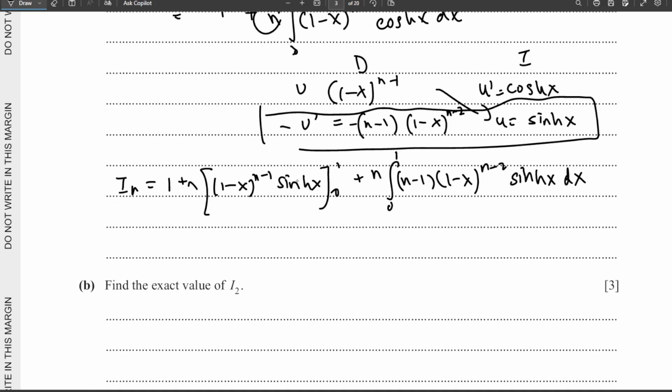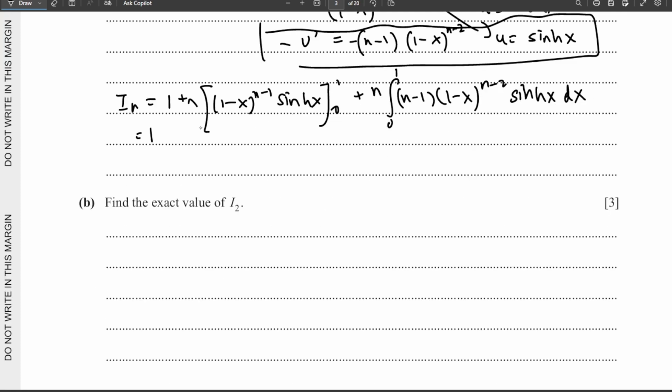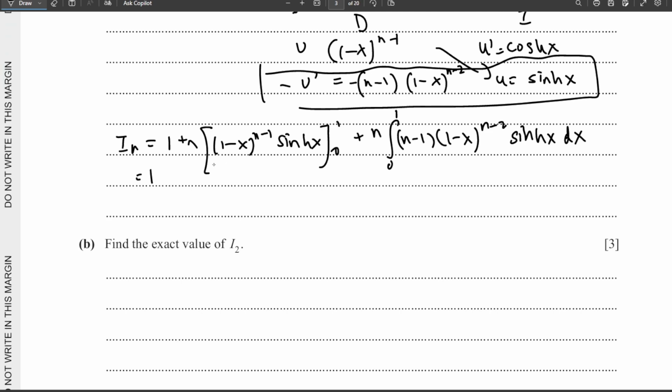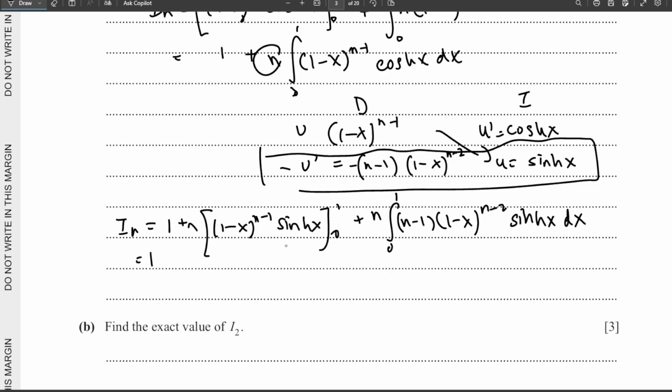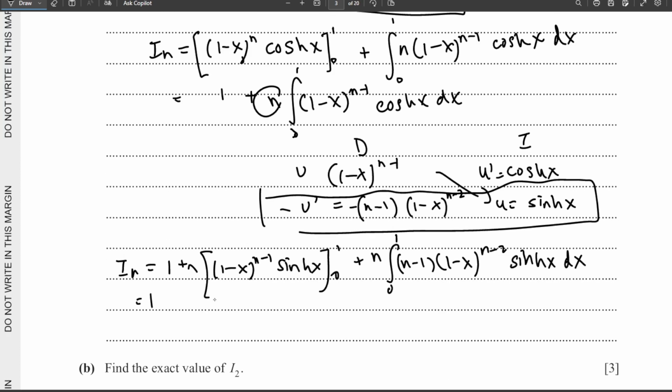Alright, let's deal with these limits first. Substituting 1, we get 0 again. Substituting 0, yeah, we get 0, because the hyperbolic sine of 0 is 0. And then here, we integrate. Why do we stop here? This integral, we can factorize, or we take this n minus 1 term outside of the integral sign, because that is a constant.